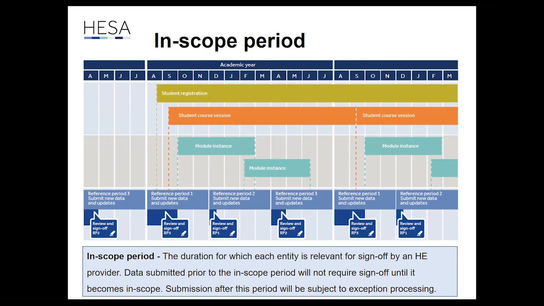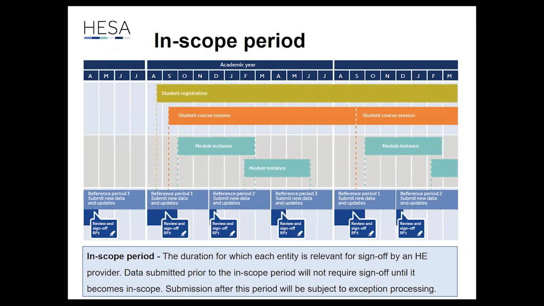Some entities will be applicable to be signed off in multiple reference periods. So if those in-scope start and end dates cross multiple reference periods, then that data needs to be signed off multiple times in each reference period where it applies.